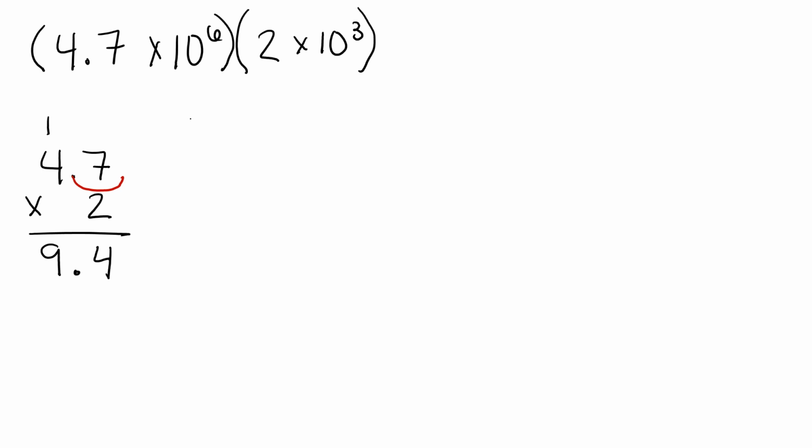When we're multiplying, we would add our exponents, as we've already learned. 6 plus 3 would give us 9. We use both pieces of information in order to write our answer.